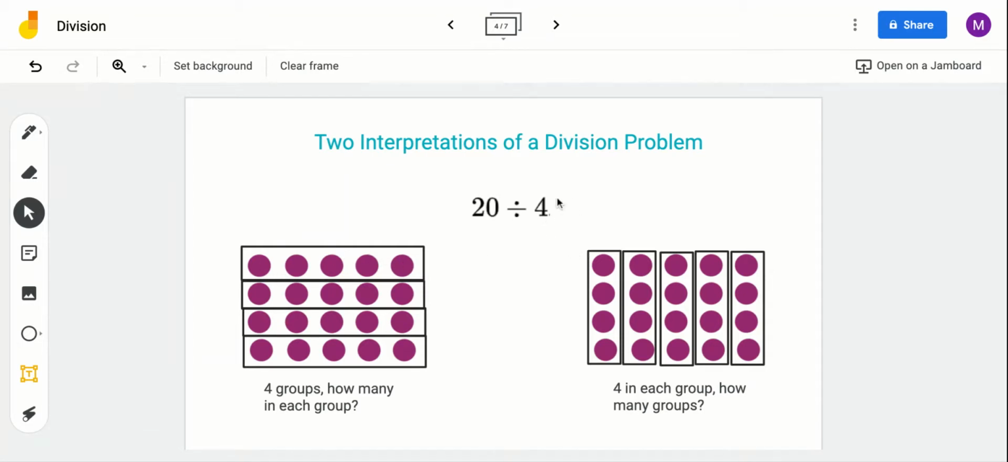The other way we can interpret a division problem is that the 4 stands for how many are in each group. Each group has 4, and so how many groups does that end up making? If we have 20 objects and we put 4 in each group, how many groups do we make? So we're going to look at a few problems and see if we can figure out what kind of problems they are or how they're structured.